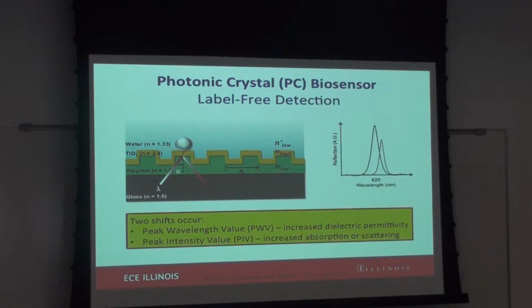What I mean by that is that the reflection efficiency will drop from 100% to some value less than 100%. So we call this a change in the peak intensity value, or the PIV. So going forward in the talk, you'll see peak wavelength value shift. That's the change in dielectric constant when we bring something to the surface. Or we may see a peak intensity value shift, or a PIV shift, if our attached object is an absorber or a scatterer of light at the resonant wavelength.